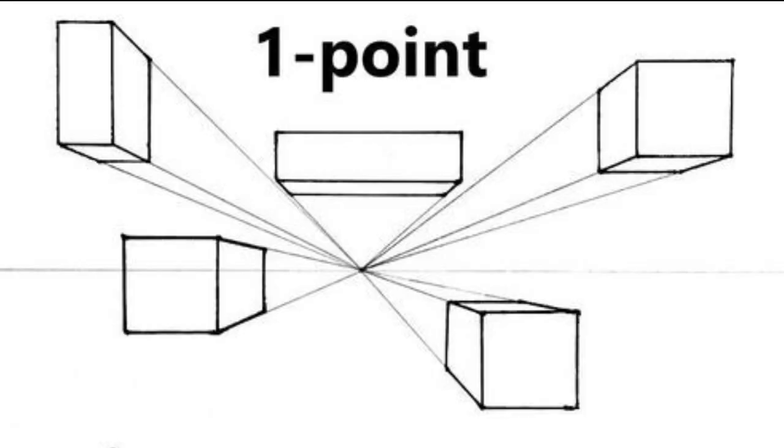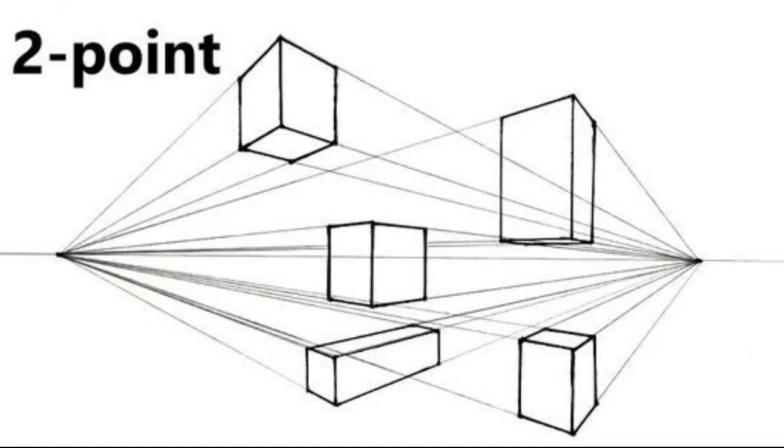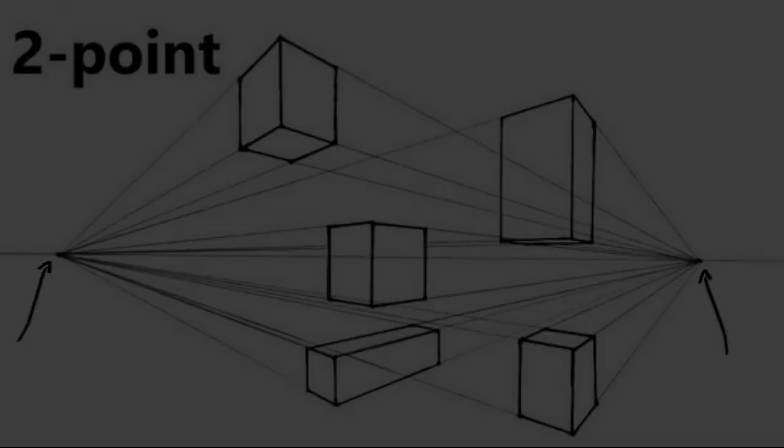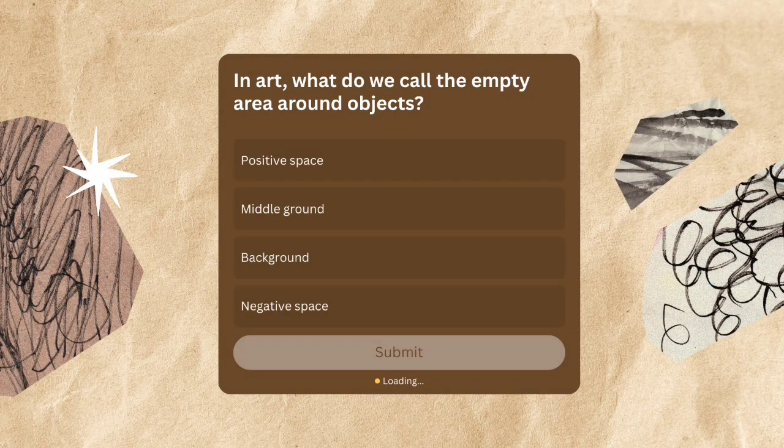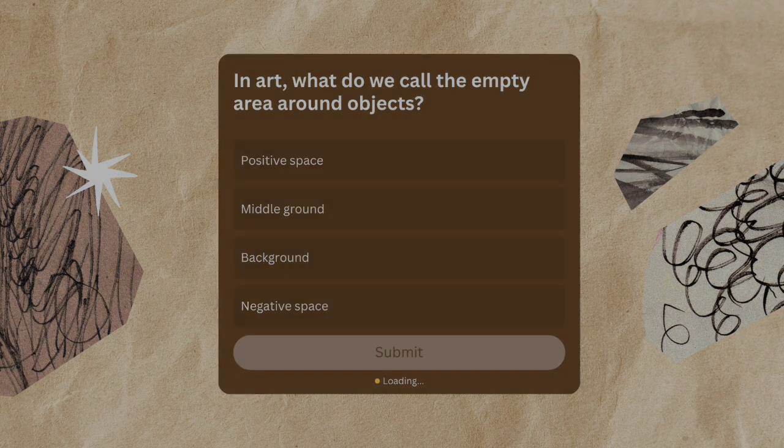We have different points of perspective. In one-point perspective, we perceive that the position of objects meets at one point on the horizontal line. In two-point perspective, we perceive that the position of objects meets at two points on the horizontal line. Finally, here's a quick question for you. In art, what do we call the empty area around objects? Is it positive space, middle ground, background, or negative space?